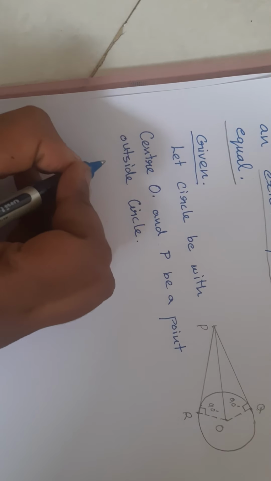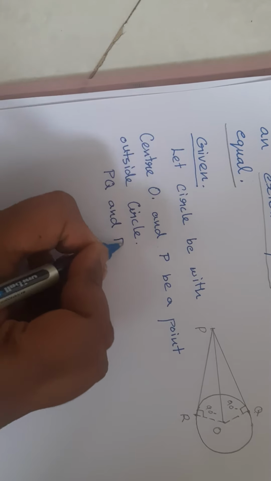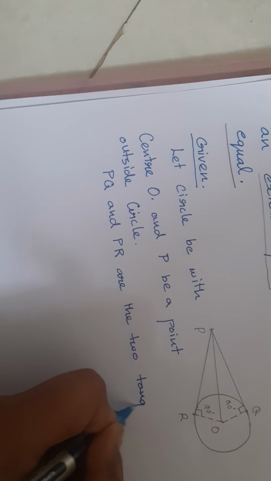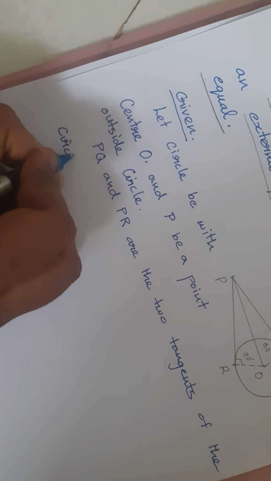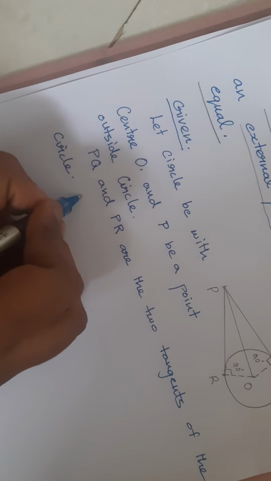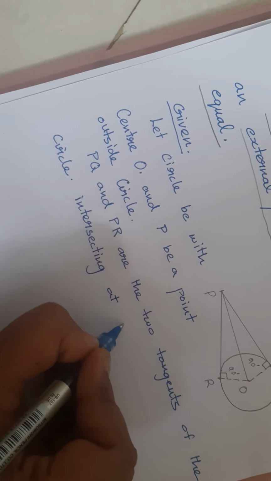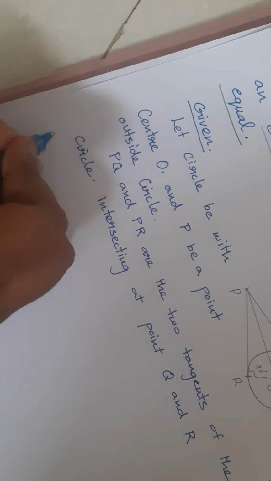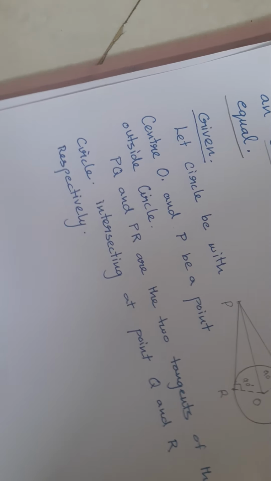So PQ and PR are two tangents of the circle, intersecting the circle at points Q and R respectively. Okay, so these are the given values.